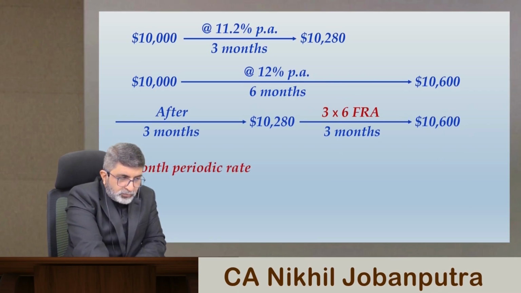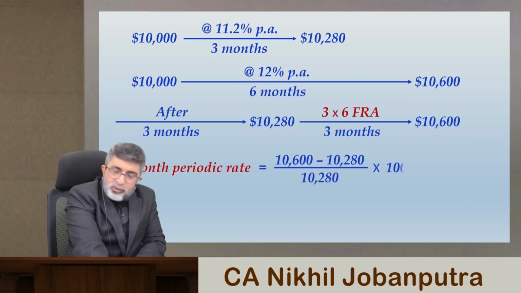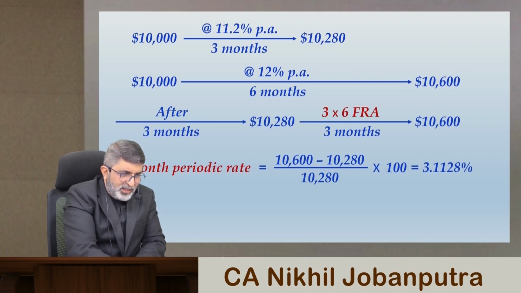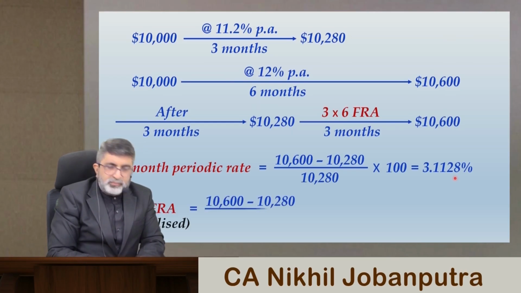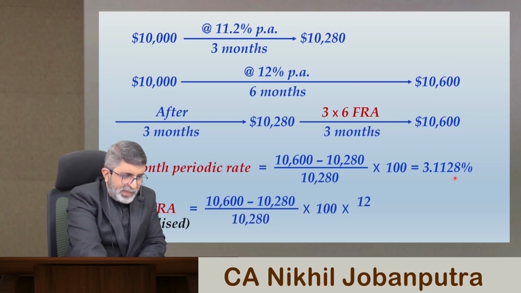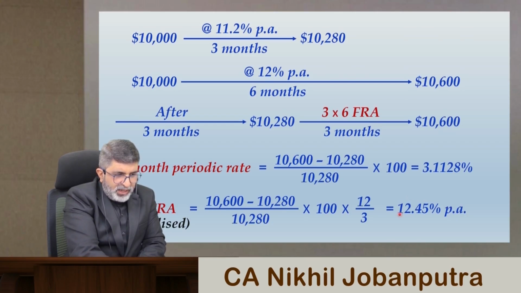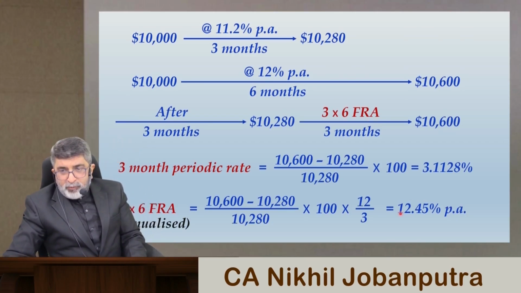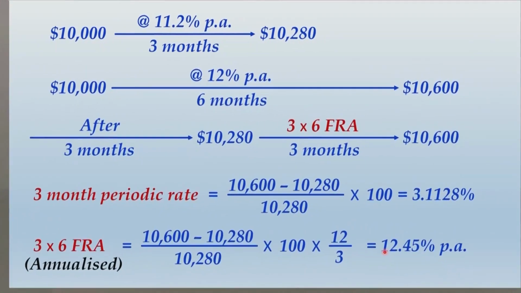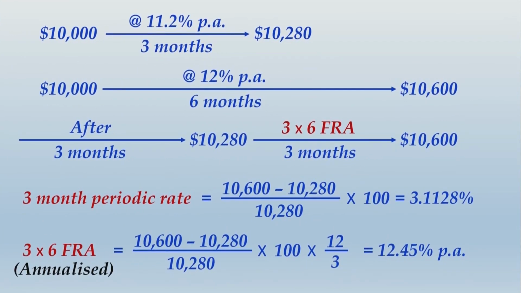So 3 month periodic rate will be 10,600 minus 10,280 divided by 10,280. You want the result in percentage, multiply by 100, it comes to 3.1128%. This is a periodic rate for 3 months. So what will be the annualized rate? Simple thing, just multiply the time factor, that is 12 by 3, and you get the annualized rate as 12.45%. So without making any delay, quickly take note of this whole thing and then I take you ahead.